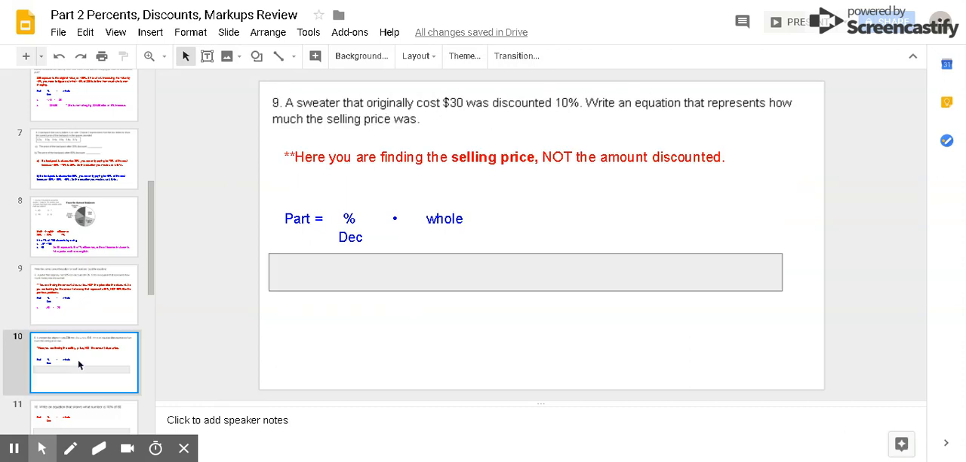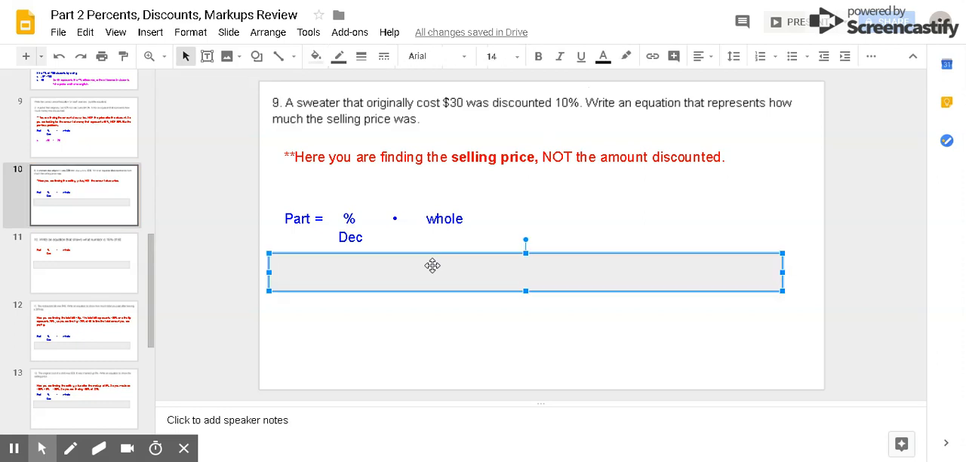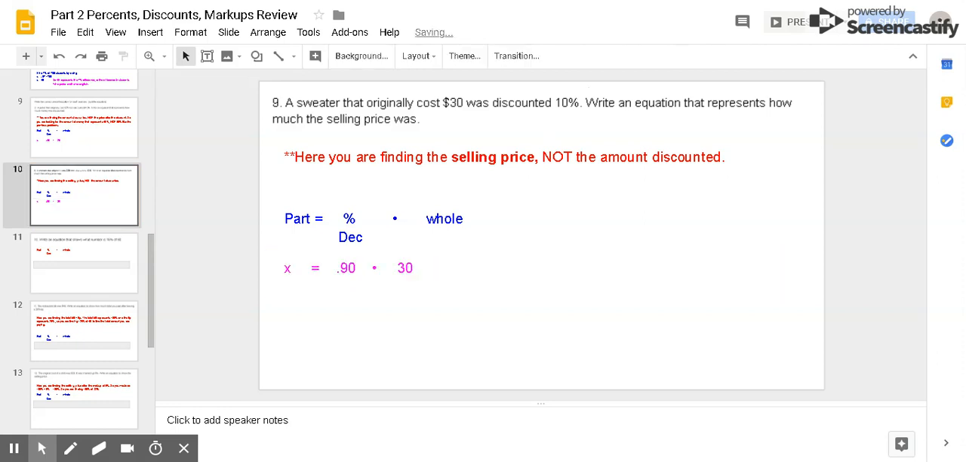Here is question 9. A sweater that originally cost $30 was discounted 10%. Write an equation that represents how much the selling price was. So here, if we understand the question correctly, you're finding the selling price, not the amount that's discounted. You are finding the cost after the discount. So it's discounted 10%. What are you actually paying for? You're paying for 90%. So you would do 0.90 times 30. So x equals 0.90 times 30.